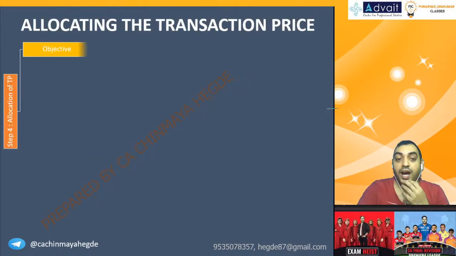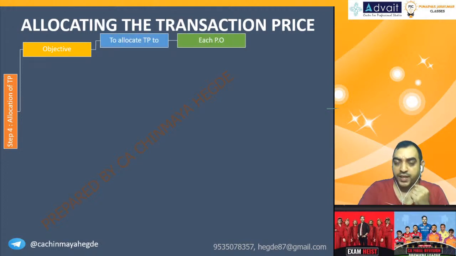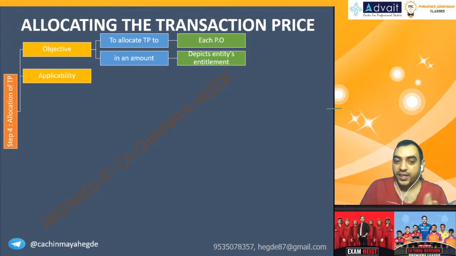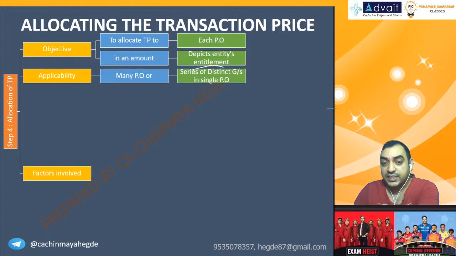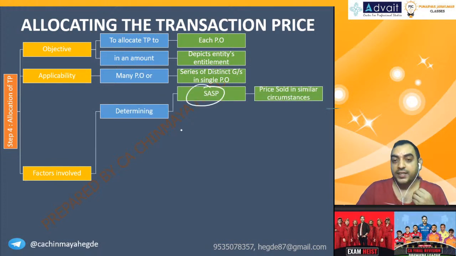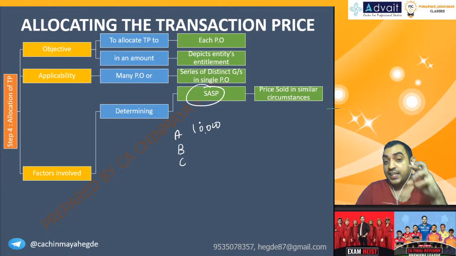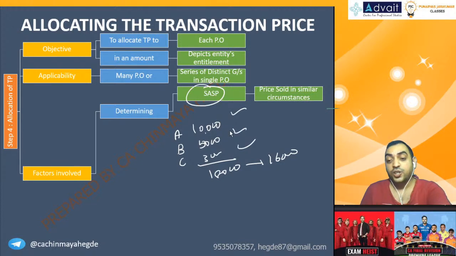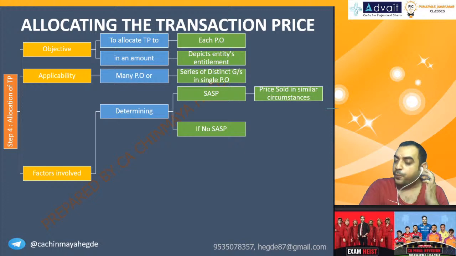Okay, let's come to step 4, allocation of transaction price. Allocation of transaction price means, I told you, one transaction price is there but many performance obligations will be there. How do you allocate it? Very simple, you allocate it in the manner of distinct performance obligations. So in simple words, you can go for standalone selling price. For example, if 3 products A, B, C are there, standalone selling price, if you sell each alone, is 10,000, 5,000, 3,000, it's supposed to be 18,000, but if you sell it for 16,000, then on a proportionate basis you can do it. That is called standalone selling price, proportionate basis.